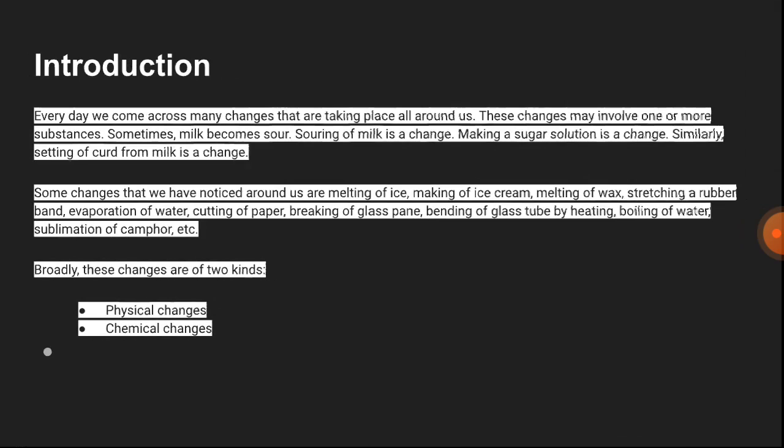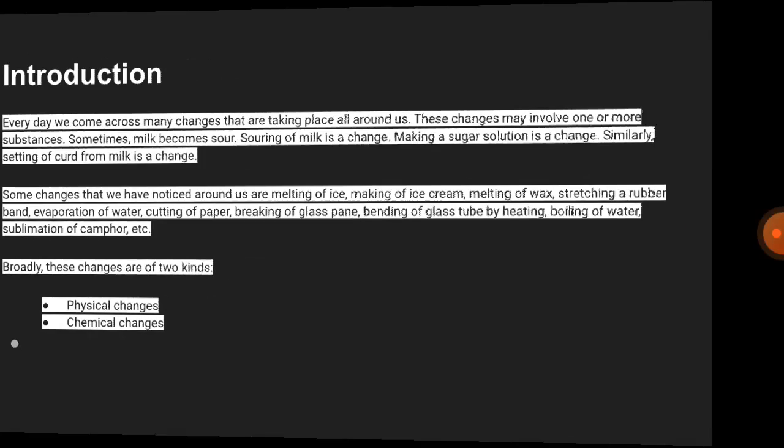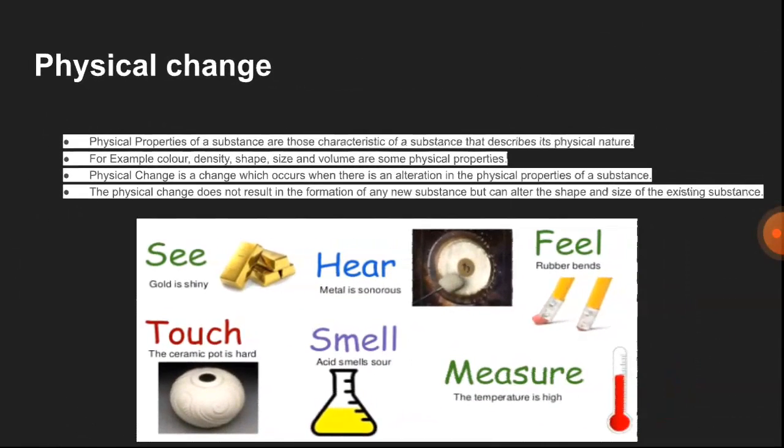These changes, how many types are there? Two types. Broadly, these changes are of two types. One is physical change, another one is chemical change. We can observe it. Next, what is physical change?